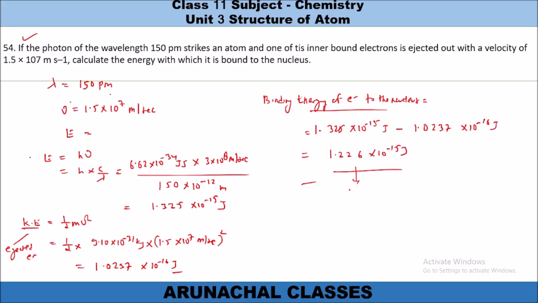We can convert into electron volt by dividing with the charge of electron, that is 1.226 multiplied with 10 power minus 15 divided by 1.6 into 10 power minus 19. So it will be in electron volt. Divide this value, it will be 7.64 into 10 power 3 electron volt.